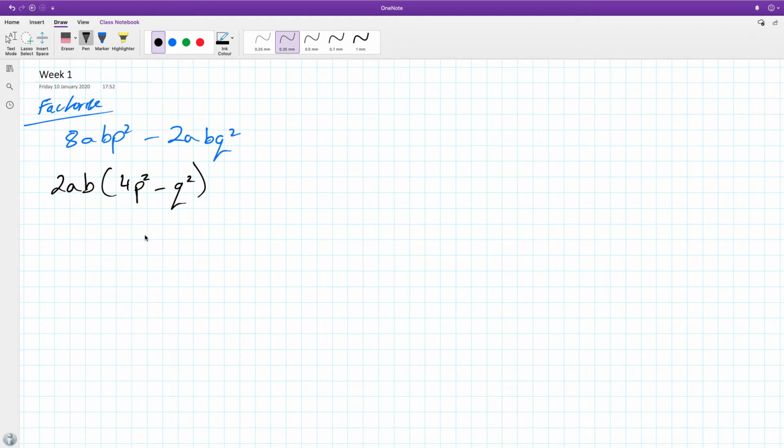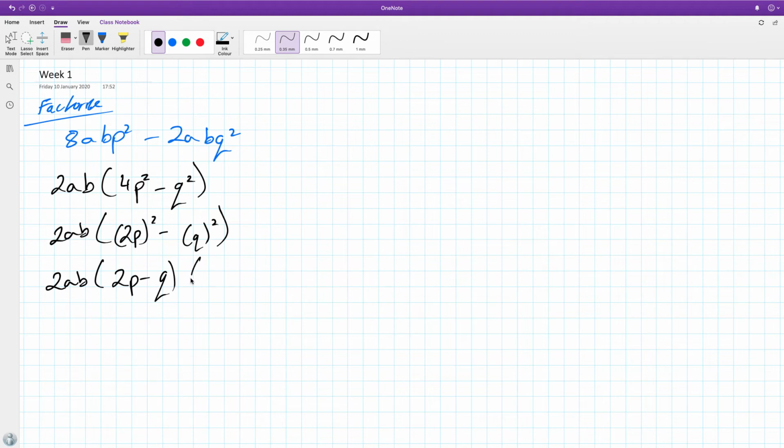What do we reckon is in the bracket? What do you reckon is going to go on in here? Difference of 2 squares. Exactly. 2ab times, this becomes (2p) squared minus (q) squared. That is 2ab times 2p minus q by 2p plus q.